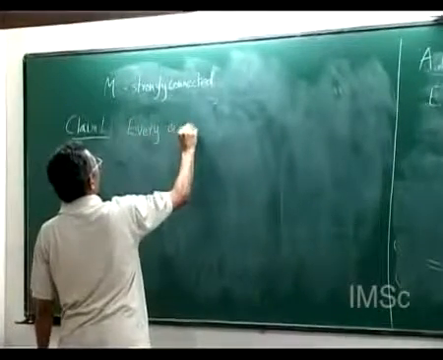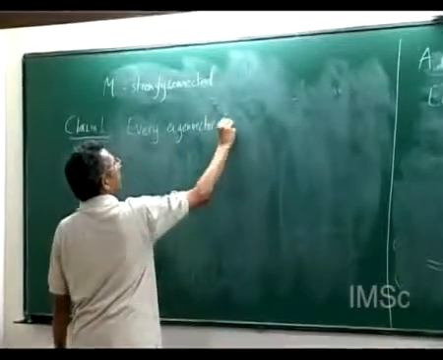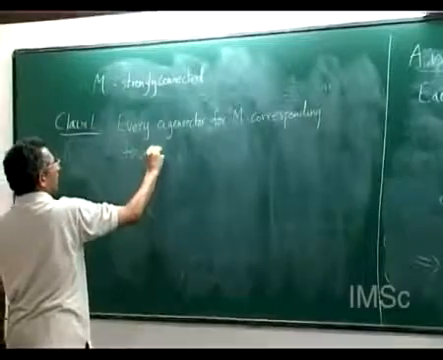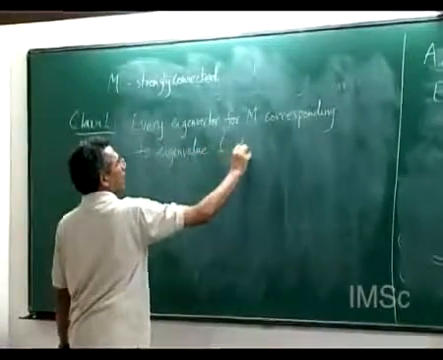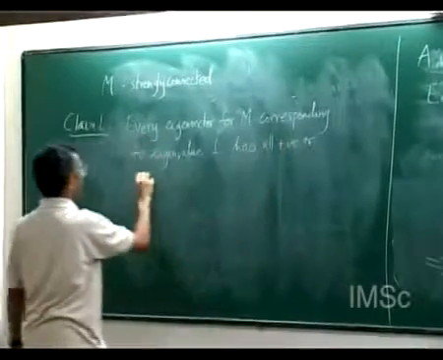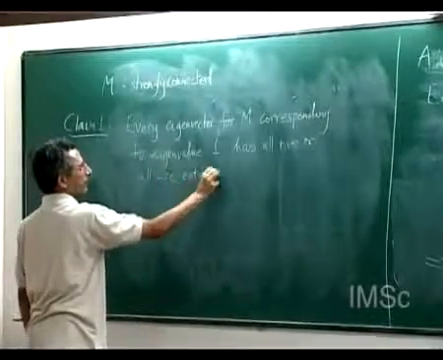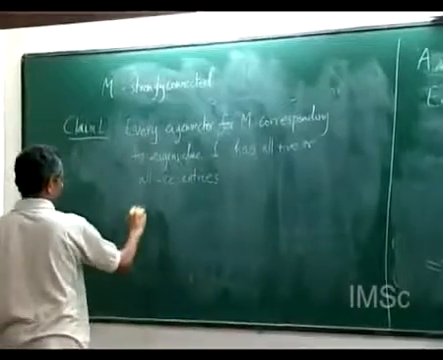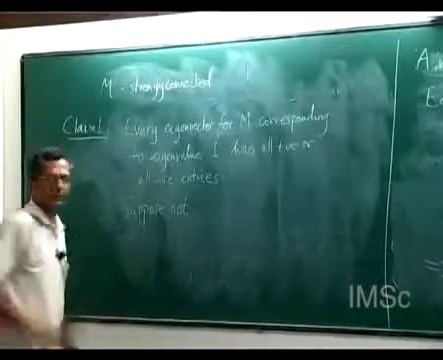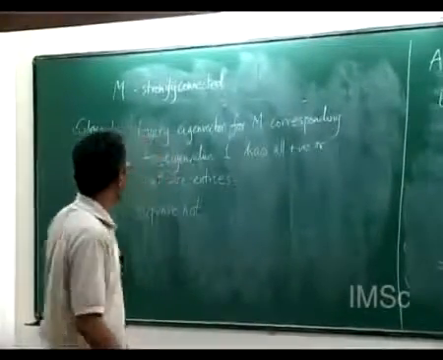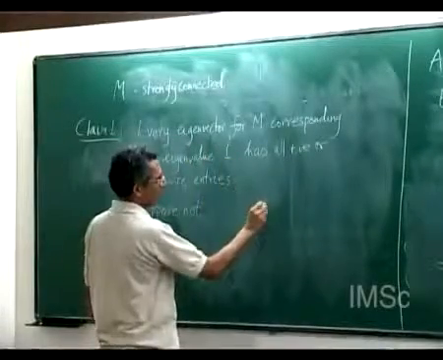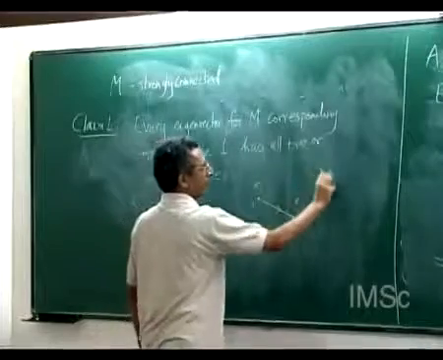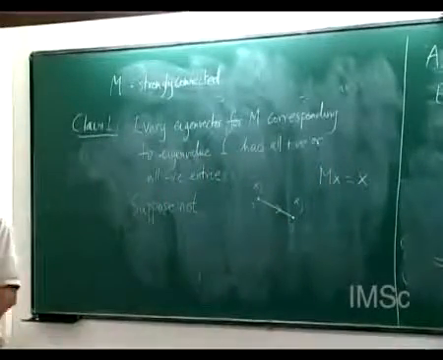Claim: every eigenvector for M corresponding to eigenvalue 1 has all positive or all negative entries. Why is that true? Suppose it's not true. Since it's a strongly connected thing, there will be a pair of nodes i and j such that, so these are the values. So Mx equals x, and x has both positive and negative entries.